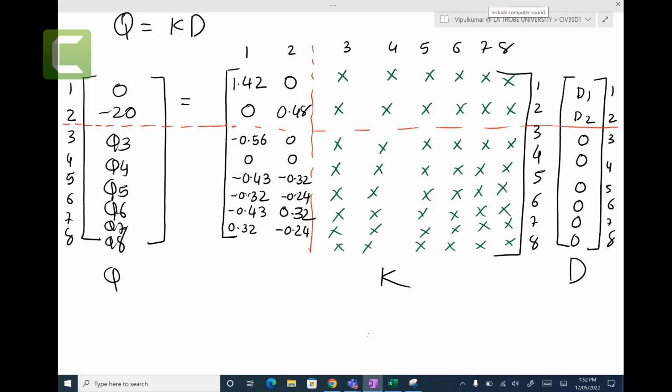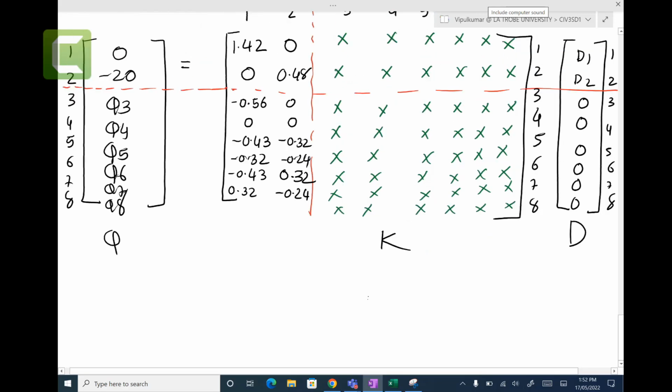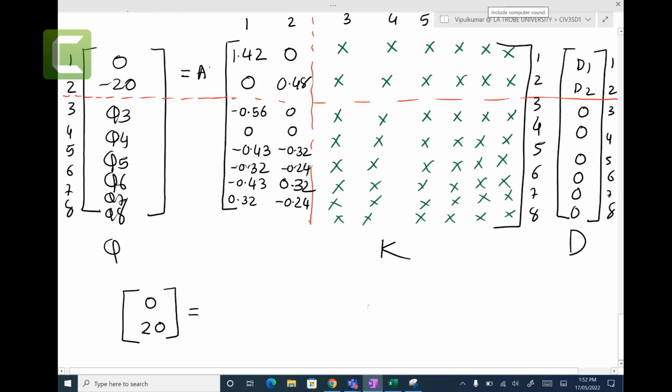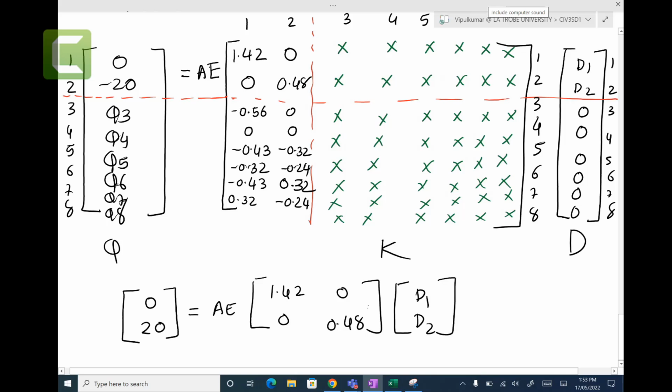Anyway, so in here, what are we going to do? We just take these first two guys. I think this big part is done now. And then, oh, by the way, there is AE here. Don't forget to write AE. That is very easy to forget. And you write AE here. And 1.42, 0, 0, 0.48, and D1, D2. Do you agree for me to write this one? This part here, 1, 2, AE, this here, D2.